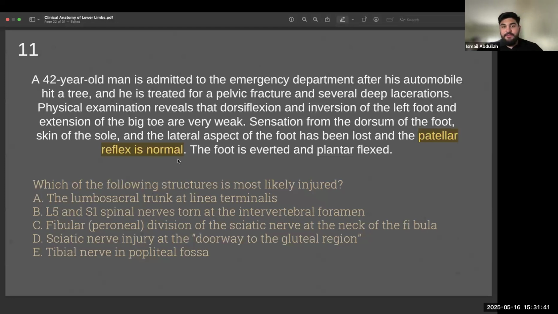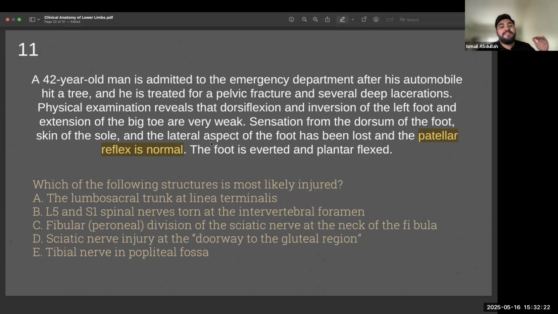Let's start with E. If there was tibial nerve injury in the popliteal fossa, what's going to happen? He would lose his gastrocnemius muscle. If he lost his tibial nerve, he wouldn't do plantar flexion. He would be able to do dorsiflexion. Exactly the opposite. Meaning that the dorsiflexion and the inversion are going to be intact. Right? So E is not the answer.